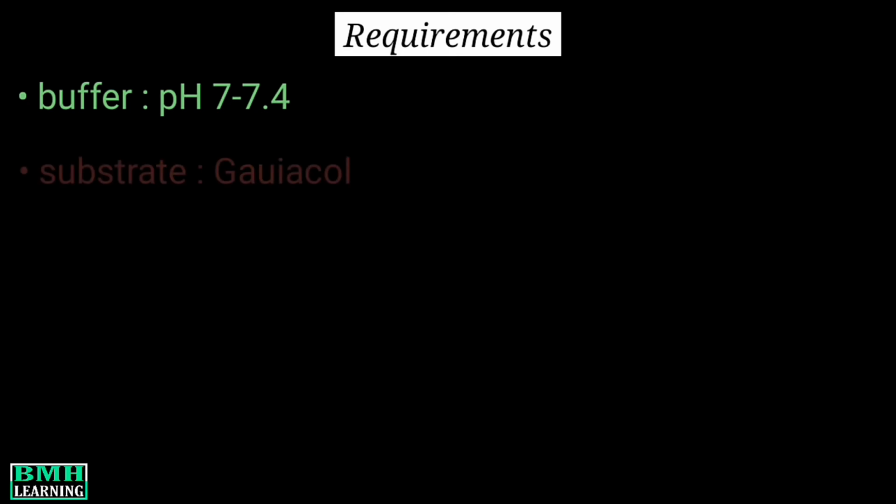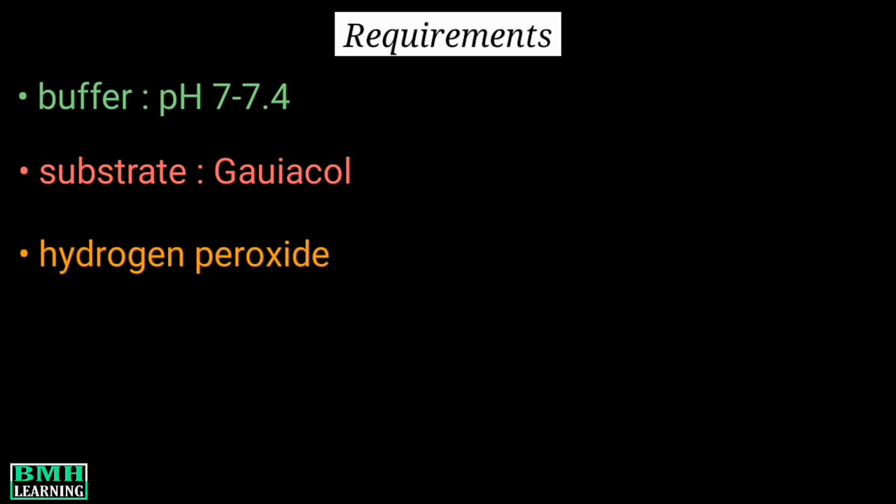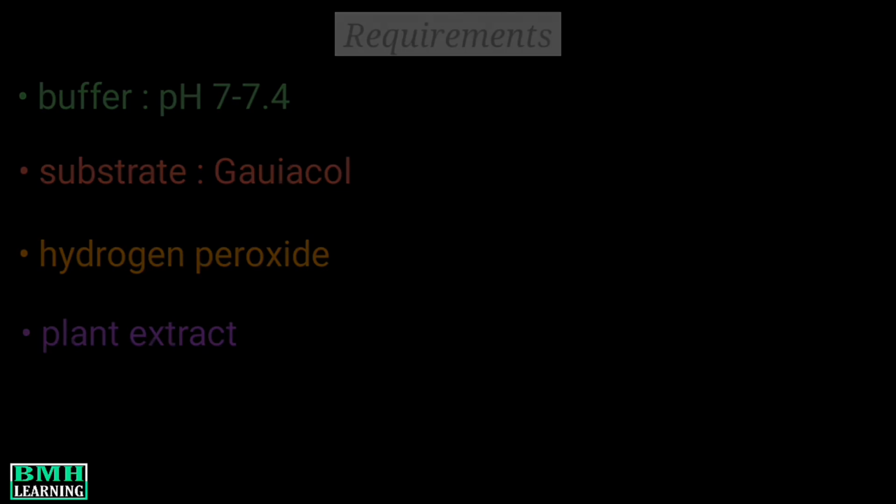Requirements: we are going to need 3 chemicals: a buffer with pH 7 to 7.4, a substrate guaiacol. The third chemical we need is hydrogen peroxide. Apart from these, we need the plant extract.